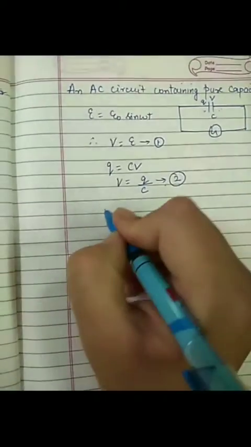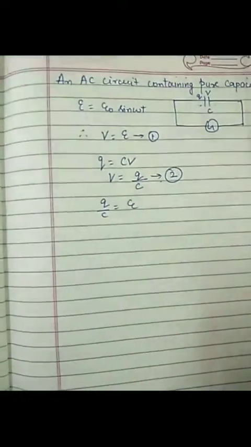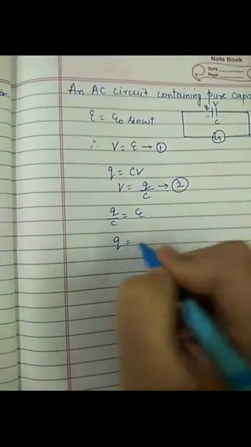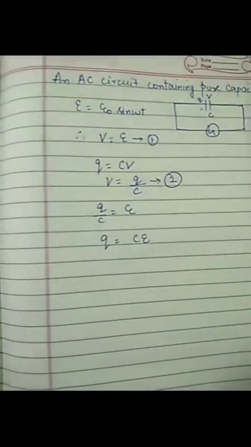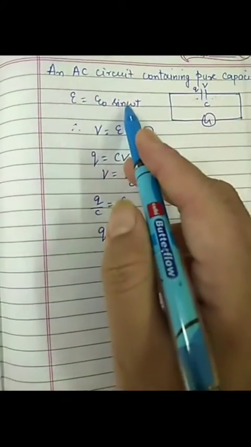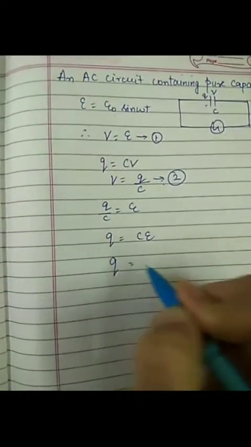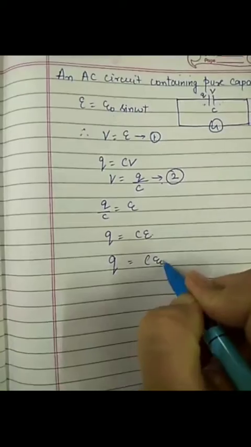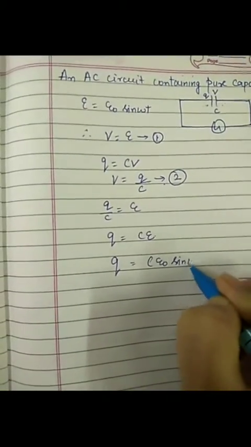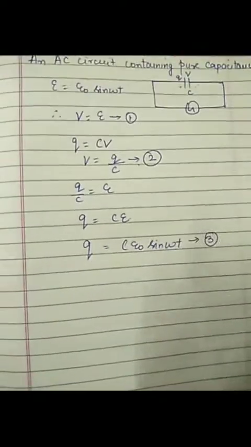Now, using equation 2 in 1, we will get Q upon C equals epsilon. So, Q will be equal to C into epsilon. Now, epsilon can be written as epsilon naught sin omega t. So, this equation will become Q equals C epsilon naught sin omega t. Take this as equation 3.